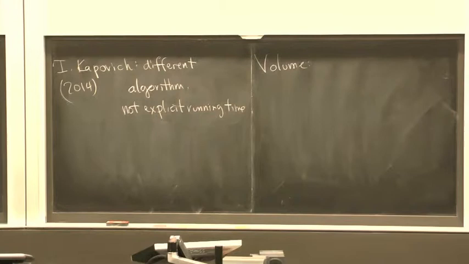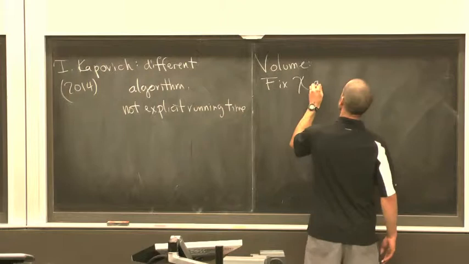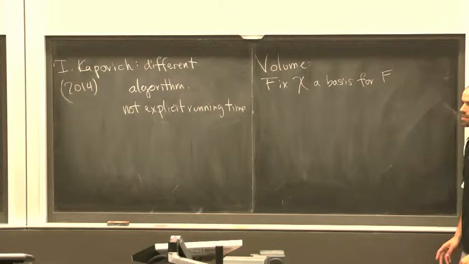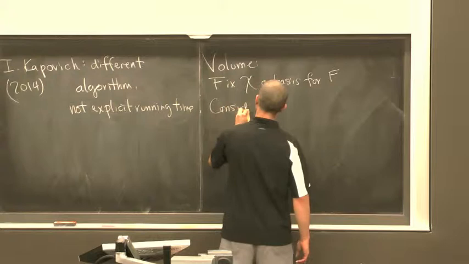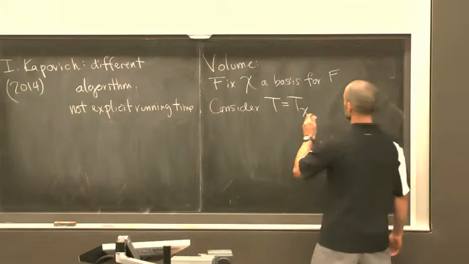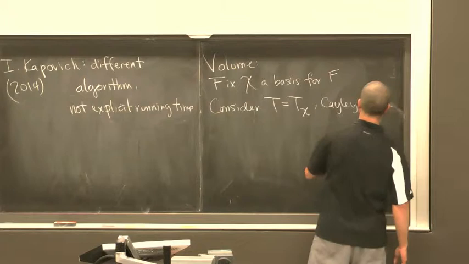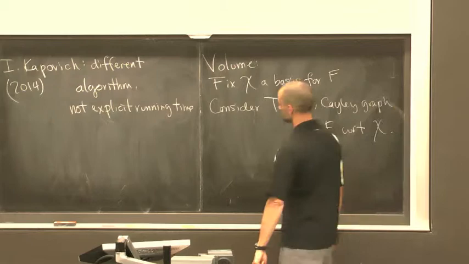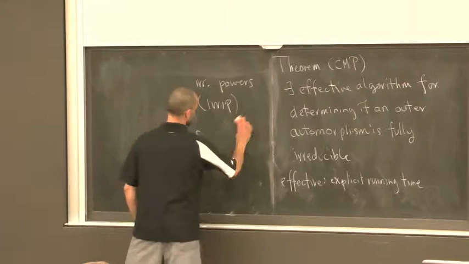Okay, so fix a basis X for the free group, and then consider the Cayley graph of your free group with respect to this basis. So consider T, which sometimes, if I want to stress it, is T sub X, the Cayley graph of F with respect to this basis. So the notion of volume is going to have a dependence on this basis.